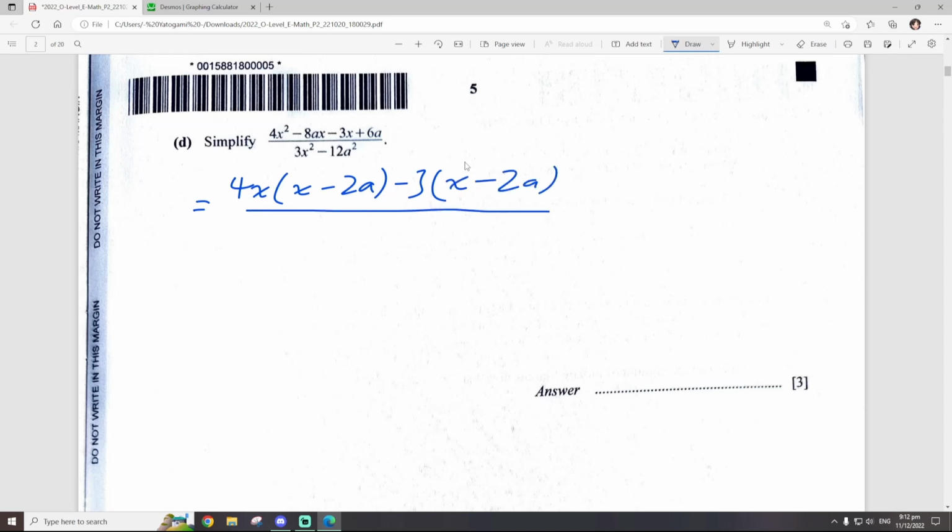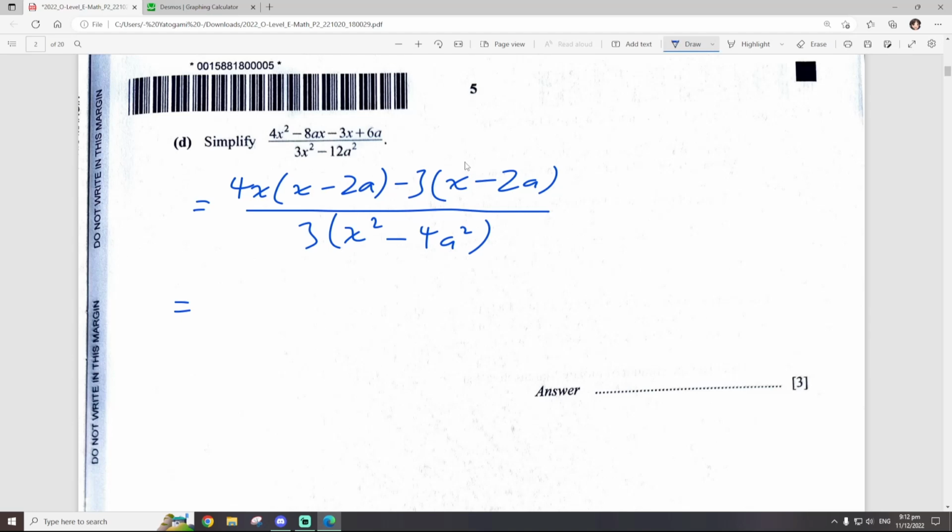Part D, simplify this expression. So if we look at the top, we can see that there's a 4x on both 4x squared and ax. So this is equals to 4x, x minus 2a, right? Then if we do here, we get minus 3x and plus 6a. Notice that if I factor out the negative 3, I also get x minus 2a. So I can do this and divide this by 3. This is actually x squared minus 4a squared if I factor out the 3.